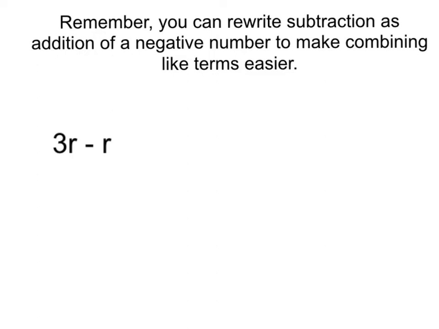Now remember, when you're doing these, you can rewrite subtraction as addition of a negative number to make combining like terms easier. This is something we talked about back in chapter 1 when we were working with integers. Anytime you see subtraction, it's the same as if you were adding a negative number. A lot of times rewriting an expression like this makes it easier to see the difference, because a lot of times people would see the 3r and the minus r, and people would think, okay, there's 3 r's and there's 1 r, so that's going to give me 4r, and they tend to miss the minus sign.